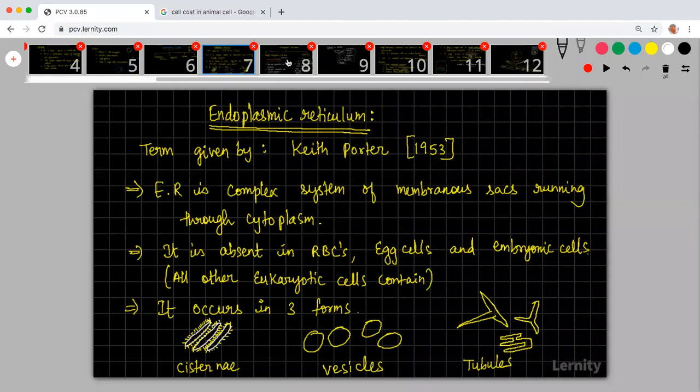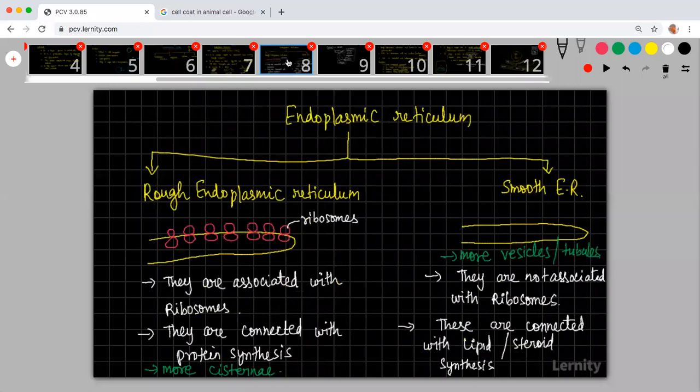It is because that is where detoxification is happening. Wherever the waste is removed, that is the place which is having maximum connection with the waste. Slide number 9.